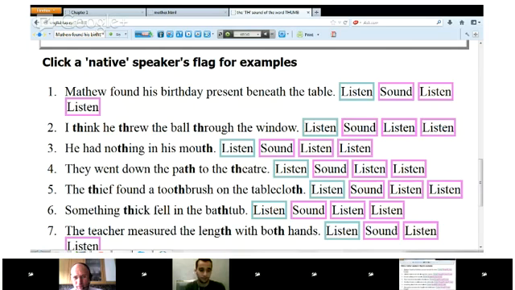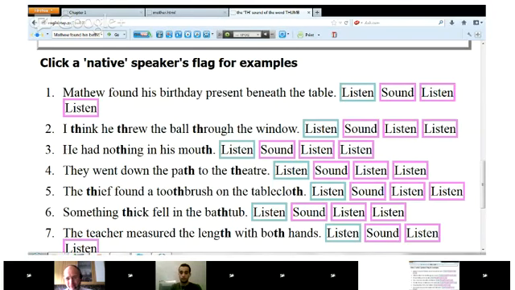Okay. They went down the path to the theater. That sounded to me really much more natural, yes. And this is something which we shouldn't think about. This is something which we should try and copy without thinking too much.